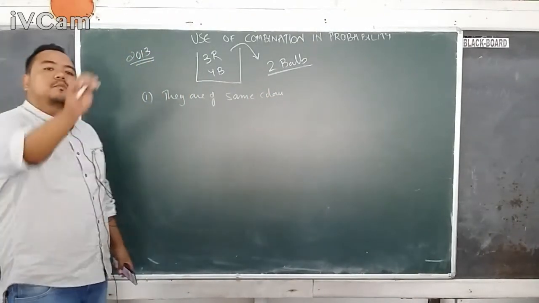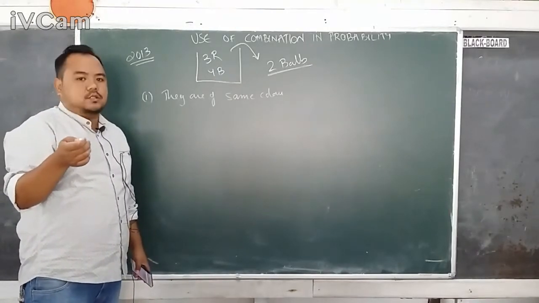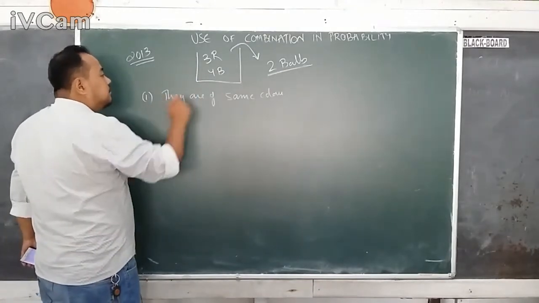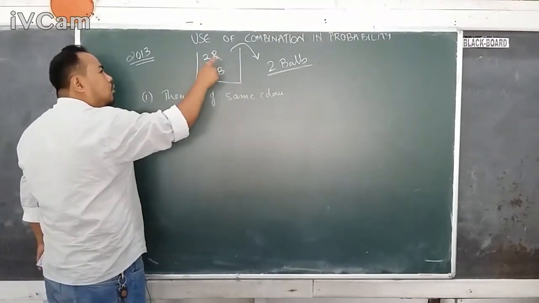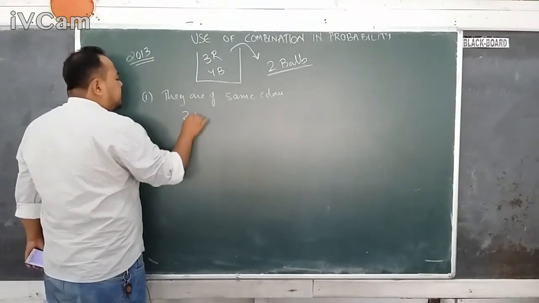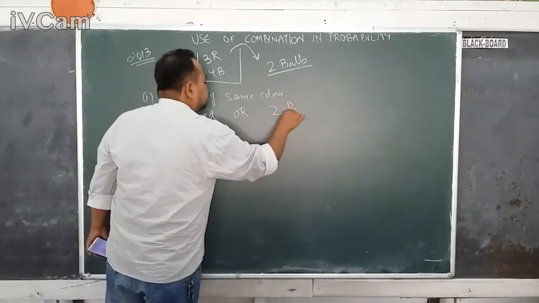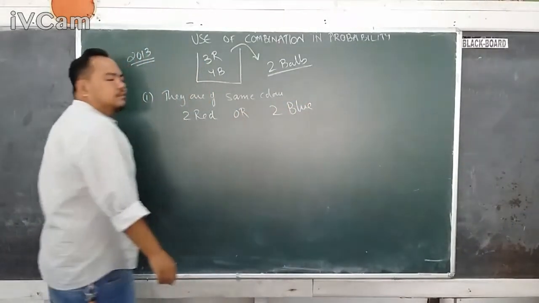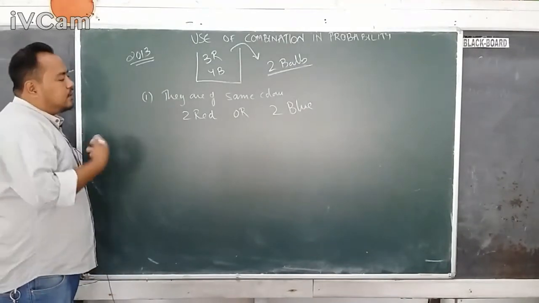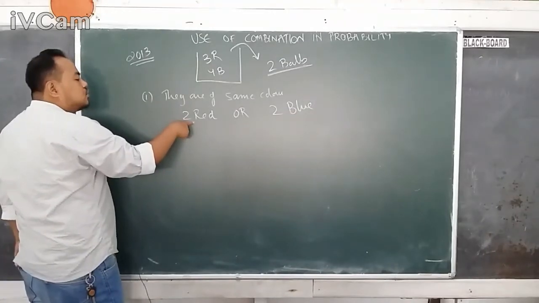Now you know probability means favorable cases divided by total outcomes. Is that clear? So they are of the same color means both are going to be red or both are going to be blue. So they are of the same color means what? 2 red or 2 blue. Yes or no? Because we have to draw only 2 balls and of the same color means both can be red or both can be blue.